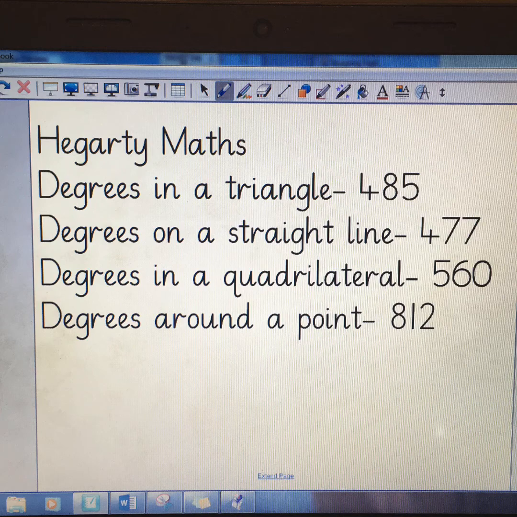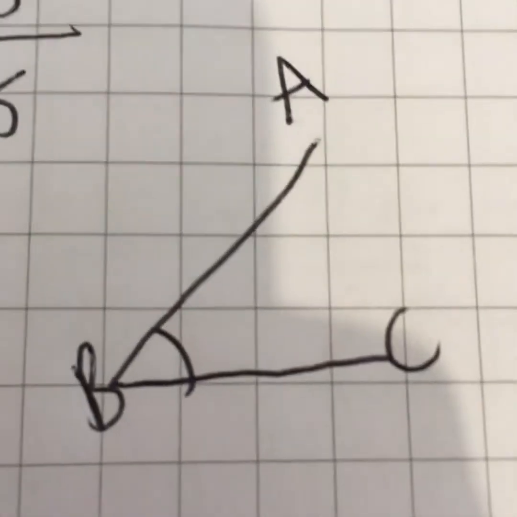If you want to work on degrees in a triangle, 485, straight line, 477, degrees in a quadrilateral is 560, and degrees around a point is 812. If you want to do more than one, absolutely fine. If at any point you're unsure what the question is asking you, watch the Hegarty Maths video.